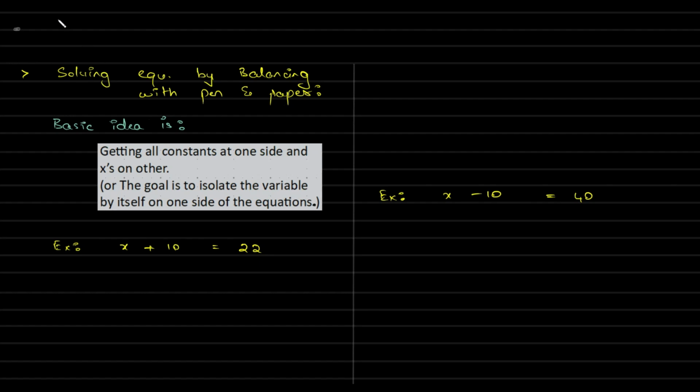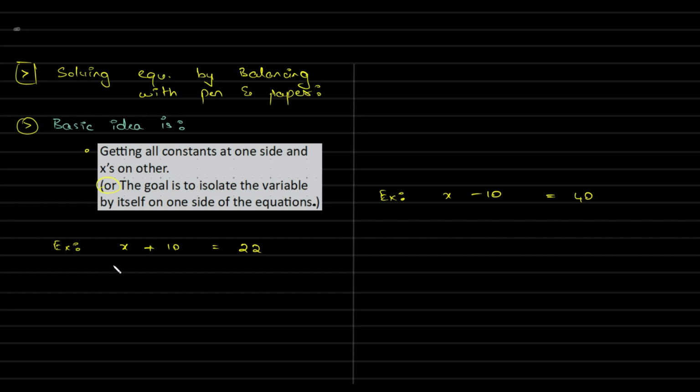Let's solve equations by balancing with pen and paper. So the basic idea here is getting all constants on one side and x on the other. The goal is to isolate the variable by itself on one side of the equation.